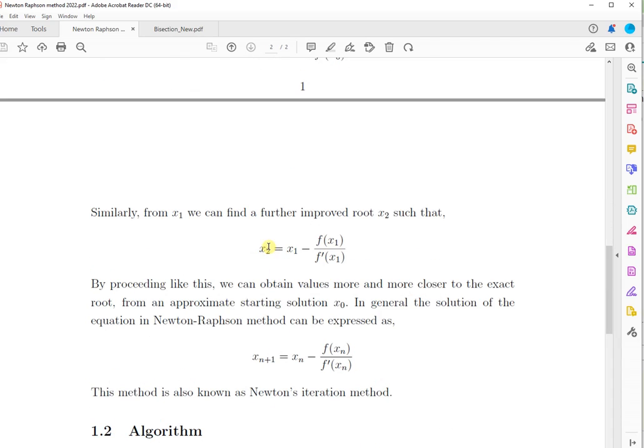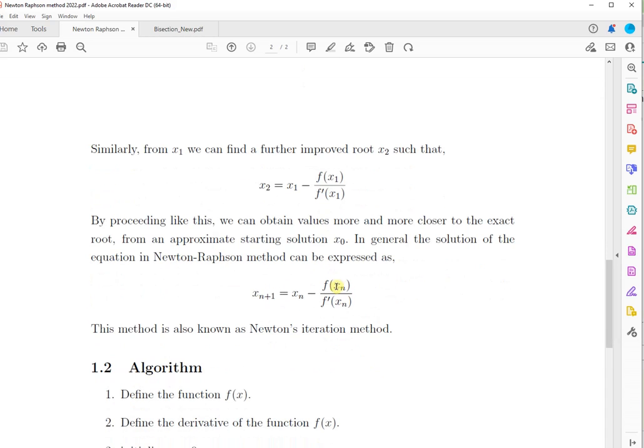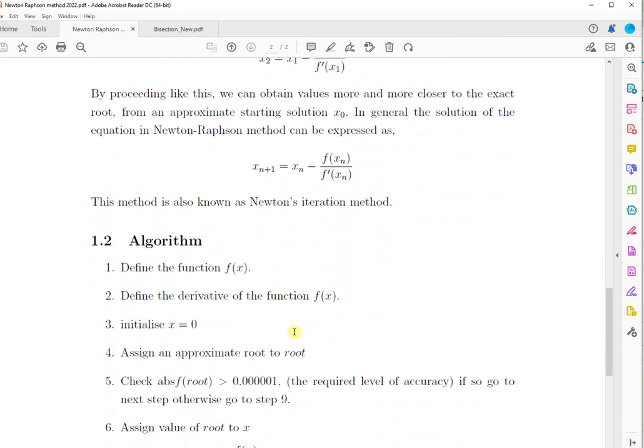Similarly, from x1 we can find a further improved root x2, such that x2 is equal to x1 minus f of x1 divided by f dash of x1. In general, the solution of the equation in Newton-Raphson method can be expressed as xn plus 1 is equal to xn minus f of xn divided by f dash of xn. This method is also known as Newton's iteration method. These things we have discussed in the previous videos.